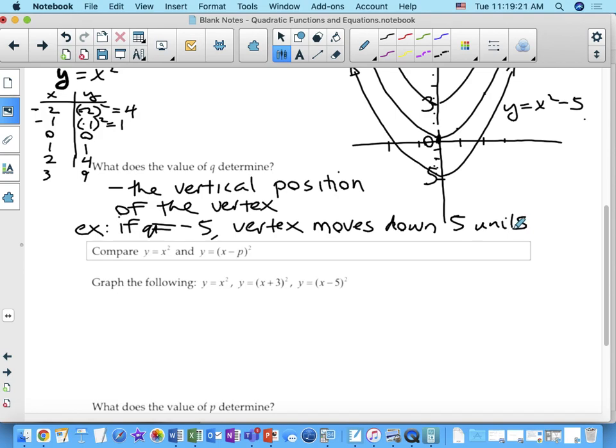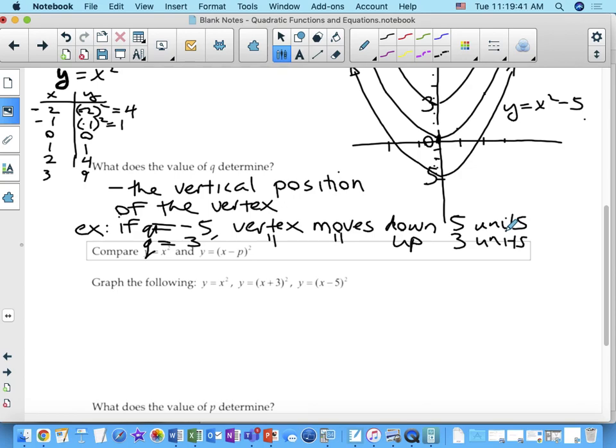Okay? If q equals 3, the vertex moves up 3 units. Okay? All right.